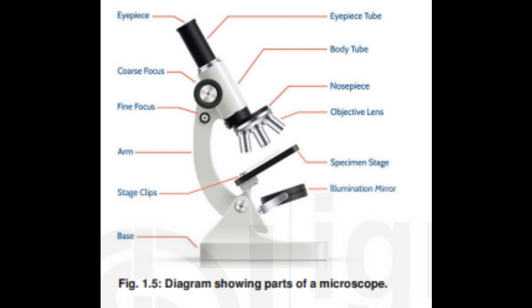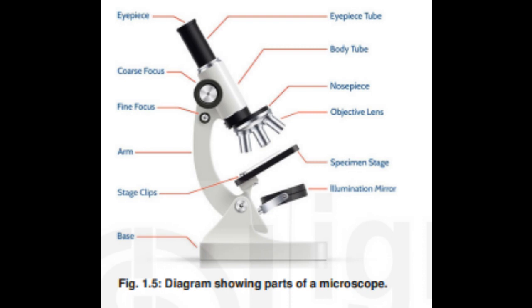Body tube. A hollow tube through which light travels from the objective to the ocular lens is called the body tube, Fig. 1.5. It connects the eyepiece to the objective. It contains a prism that bends the light rays so they can enter the tube. The upper end of the body tube possesses the ocular or eyepiece lens, while the lower portion consists of a movable nosepiece containing the objective lenses. Look at the screen.